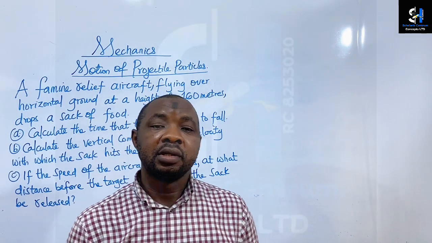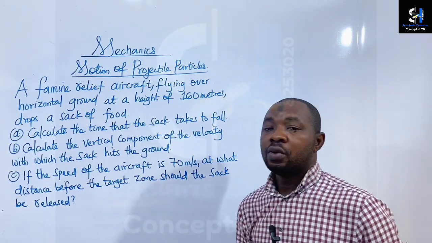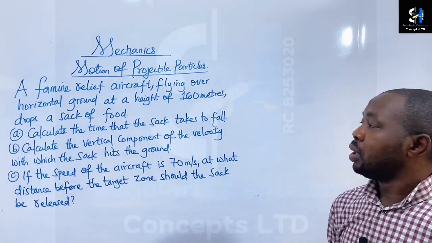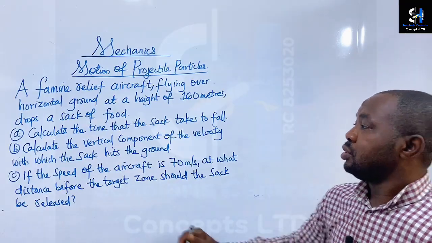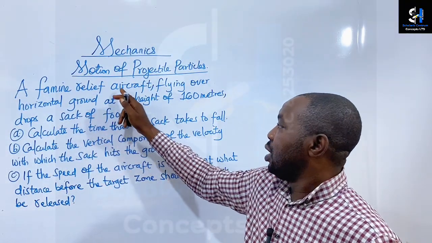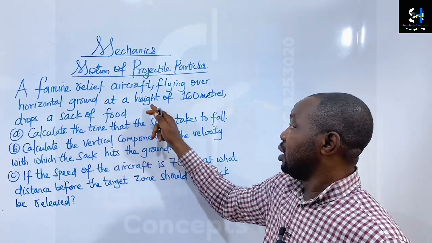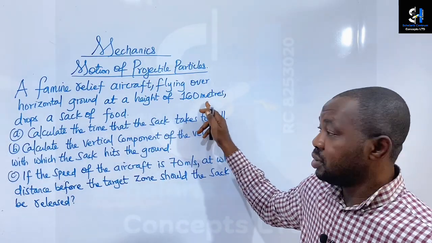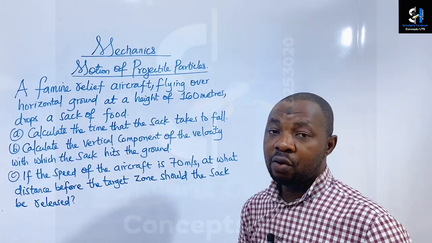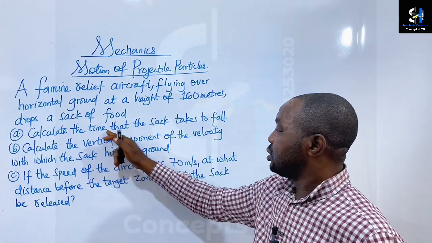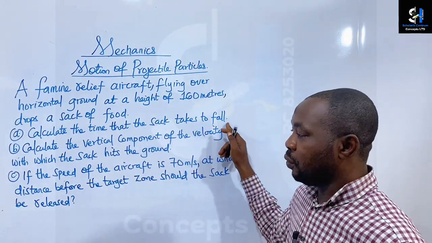Good day, viewers. Here is another question on mechanics, motion of projectile particles. The question reads: a farming relief aircraft flying over horizontal ground at a height of 160 meters drops a sack of food. First question, calculate the time that the sack takes to fall.